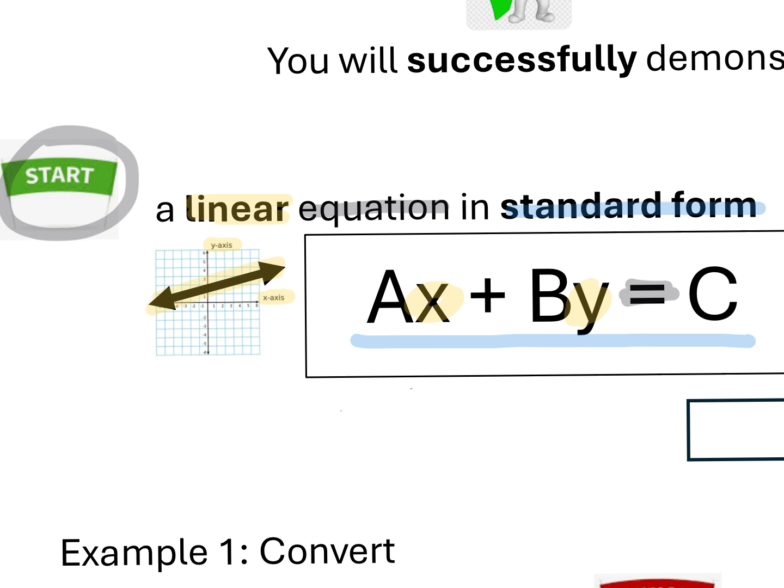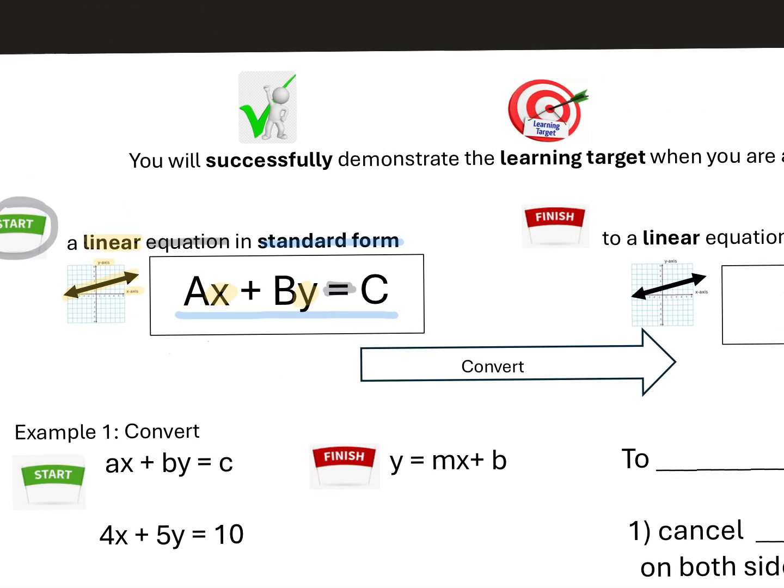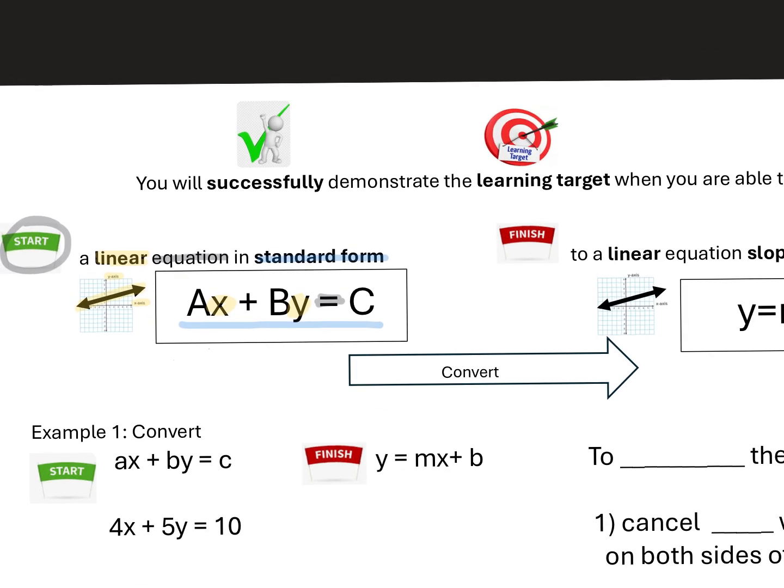And we'll get more in depth about why you might want to use an equation in standard form. But for now, I'm just going to show you how to start off with an equation written in this format, and then we are going to convert it. So that means we're going to try to finish.